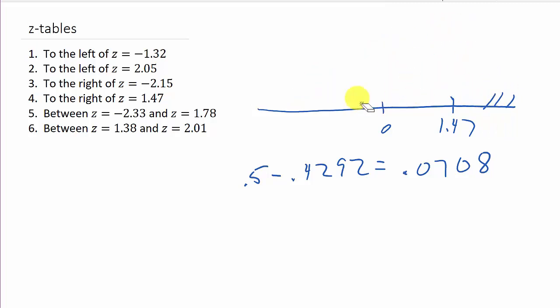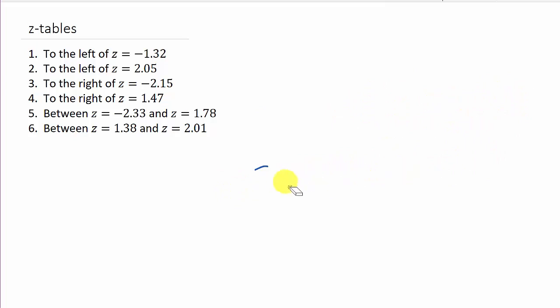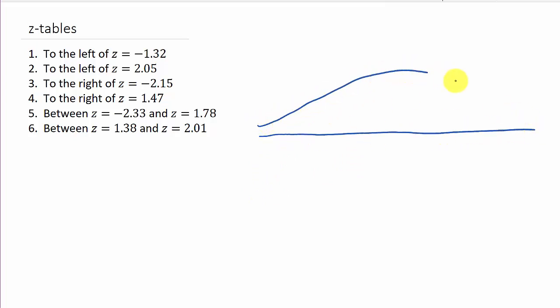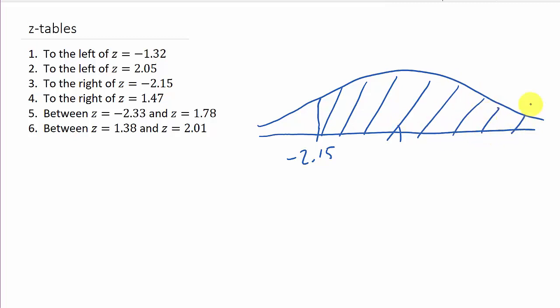All right, so now we've got to go back up to number 3. We'll do the negative one, and look, you've got to draw this stuff out, and if you draw it out, it's easier to see. Negative 2.15. So we need this area here to the right.